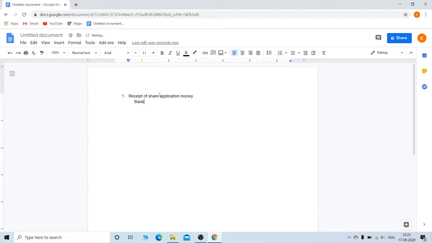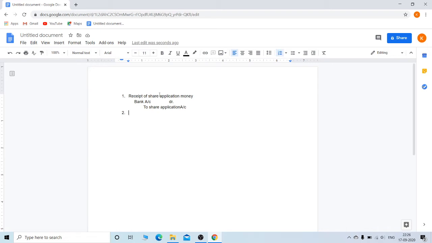As I told, the amount will be collected by the bank, so the bank has to be debited. Because bank is a personal account, we have to debit the bank and credit share application money. According to the personal account rule, debit the receiver and credit the giver. So we are debiting the bank, and we are receiving application money, so we are crediting the share application money.